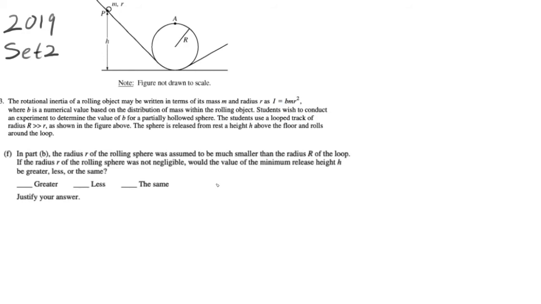So it wants us to compare this new height h with the old height calculated in part B. Let's imagine a sphere with a radius that's much larger than r in the diagram. In part B, we're not only looking at the minimum height of release, we're also looking at the sphere at point A. So let's put this big sphere at point A. We can label its center of mass, which is far away from the point of contact on the track. If the sphere were to go through the loop, you'd see that its center of mass actually travels not along the track, but along a smaller circle within the track.